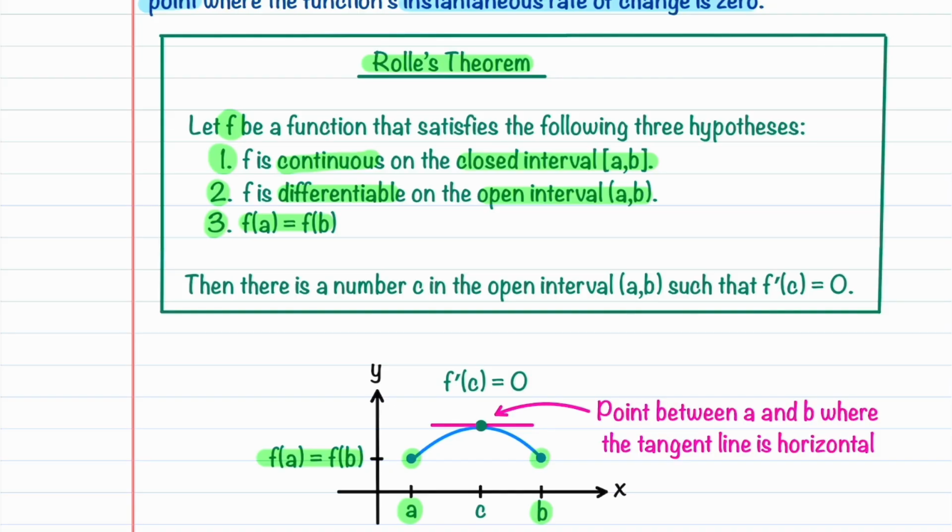Now let's jump to the conclusion. Going back up to the green box, it says there is a number c. This number right down here is on our graph in the open interval from a to b such that f prime at c is equal to 0. All that means that at c, the derivative is equal to 0 and the slope of the tangent line is horizontal.